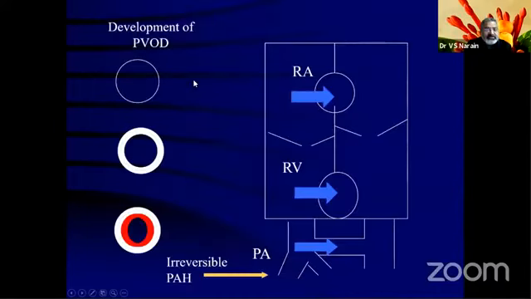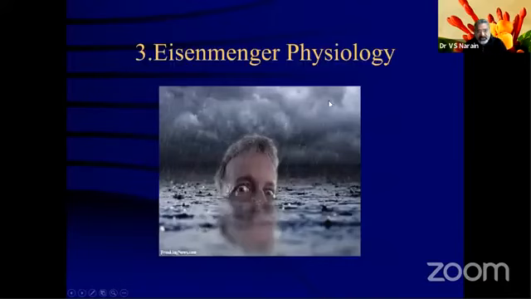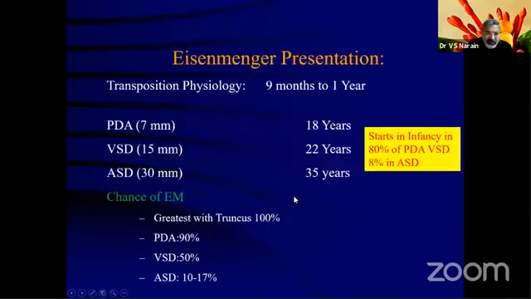And once you have pulmonary vascular obstructive disease, then you have a reversal. That is, you have a right to left shunt and the patient goes into Eisenmenger physiology. Eisenmenger physiology in the presence of transposition physiology occurs very early. So if you don't intervene, by about 9 months to a year, these patients will go into Eisenmenger. For PDA and VSD, to go into Eisenmenger, they have to be really large. A small PDA, small VSD or ASD will not go into Eisenmenger.